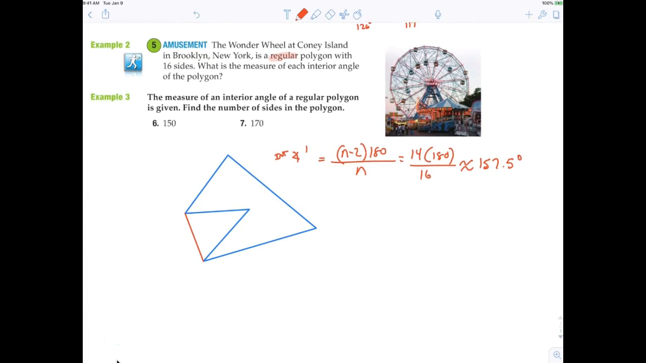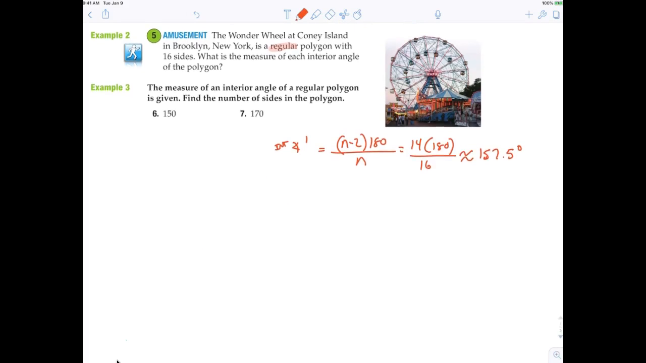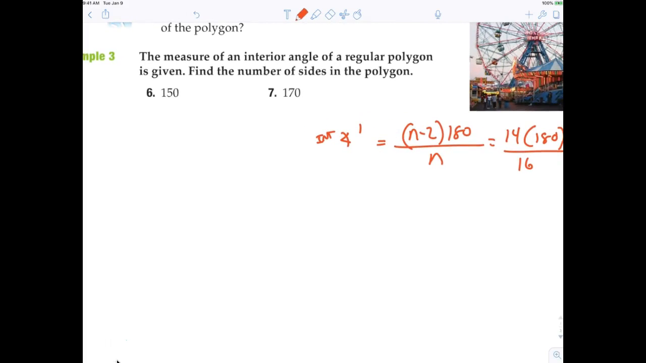The measure of an interior angle of a regular polygon is given. Find the number of sides. All right. So now, here's what we have. We have the interior angle is 150. So now you have to tell me that 150 is equal to n minus 2 times 180 over n. Now let's see your math skills and tell me how many sides that is. Working backwards. Let's go. I want everybody to figure it out.